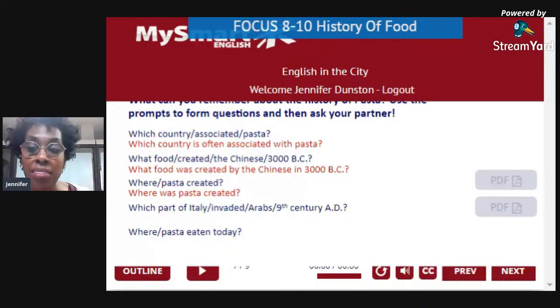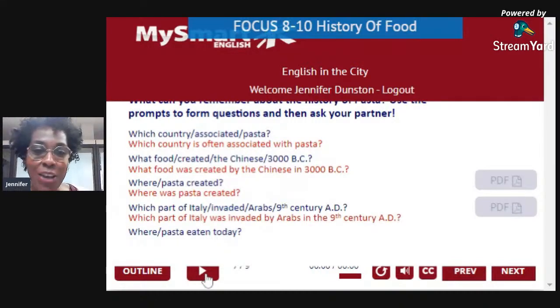Yes, Elena, by the Arabs, because we're talking about a people as a group in 9th century AD. Yes, I understood it was invaded. Okay, thank you, Elena. Which part of Italy was invaded by Arabs in the 9th century AD? No problem, Elena. In the 9th century AD. Which part of Italy was invaded? Do we remember from the text?